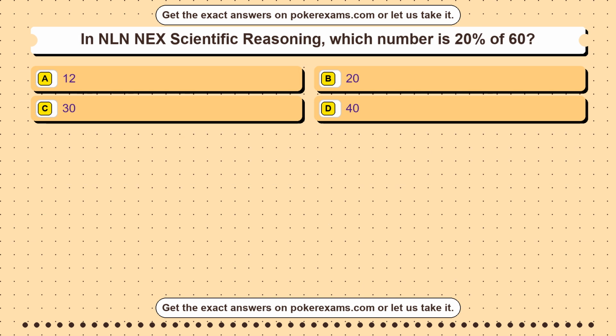Question 33. In the Get Science practice test, which force pulls objects toward Earth? Option A, gravity. Option B, friction. Option C, magnetism. Option D, static electricity.